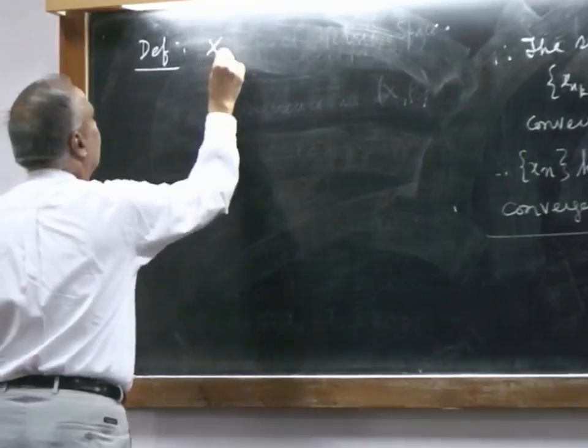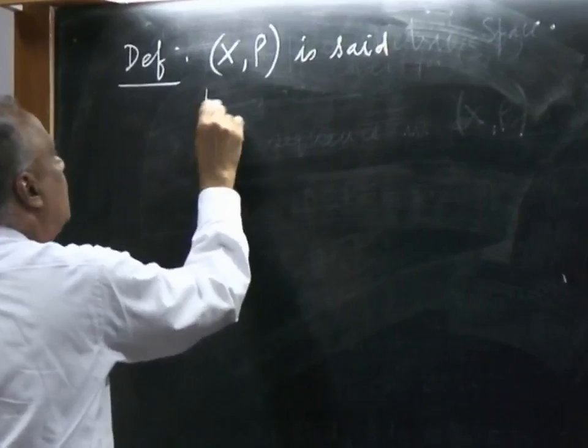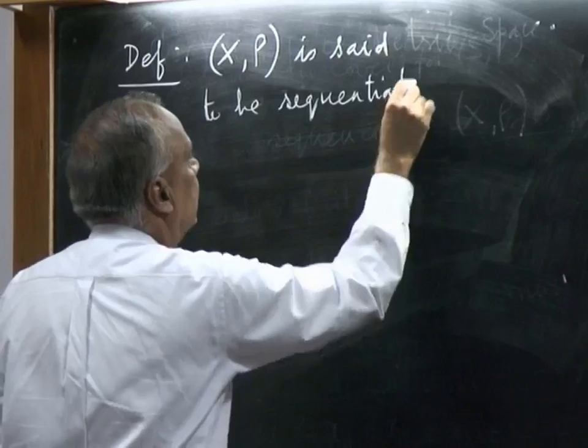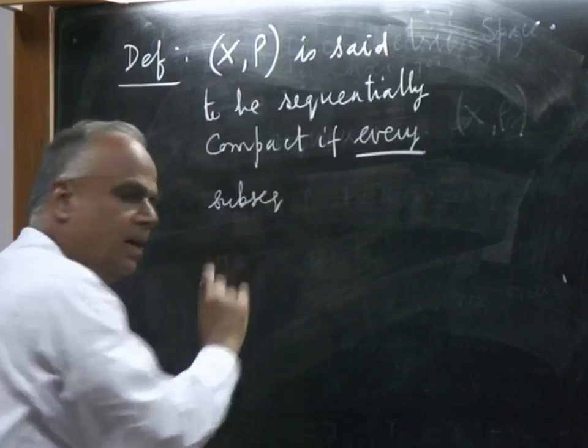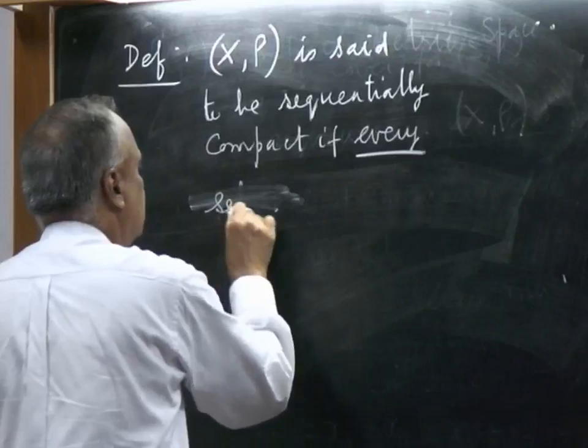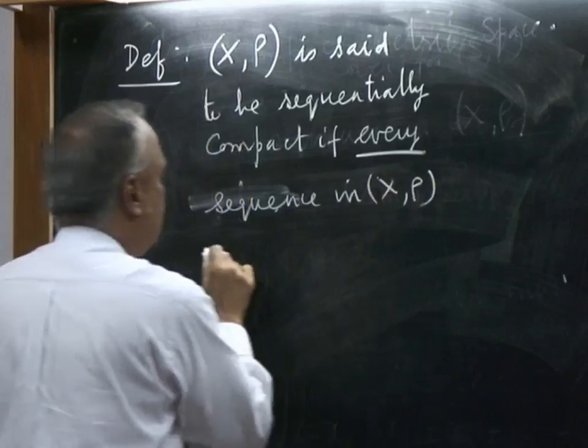X_ρ is said to be sequentially compact if every sequence, this is important, it is a characteristic property, wherever you go it will happen, every sequence in X_ρ has a convergent subsequence.